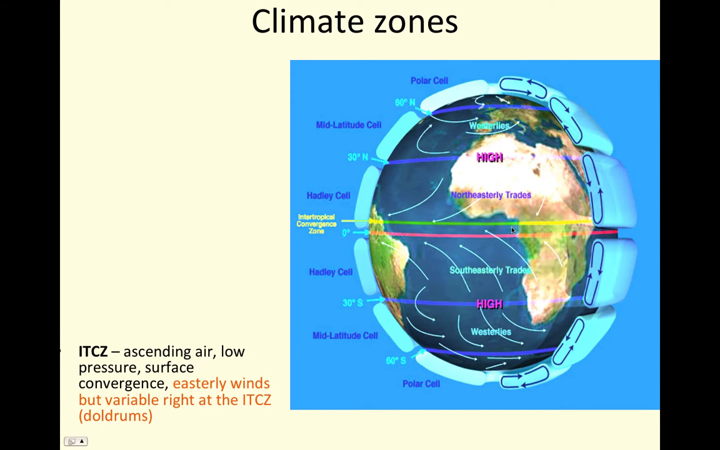This graph shows that there's mostly easterly winds here. However, right at the ITCZ, where most of the air is simply rising, this is called the doldrums because there's not a lot of horizontal wind movement.